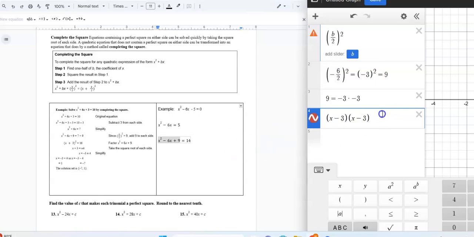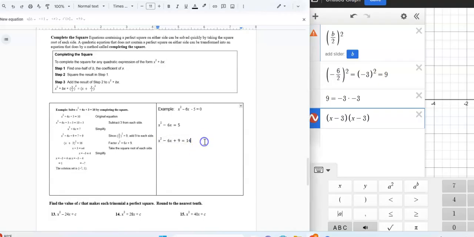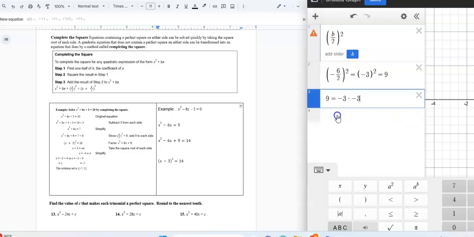Notice they're both the exact same thing. So really the next step would look like this: since x minus 3 times x minus 3 are the same thing, you get (x minus 3) squared equals 14. Now the problem looks like the stuff we did earlier. What do we do now? Well, now we would square root both sides.